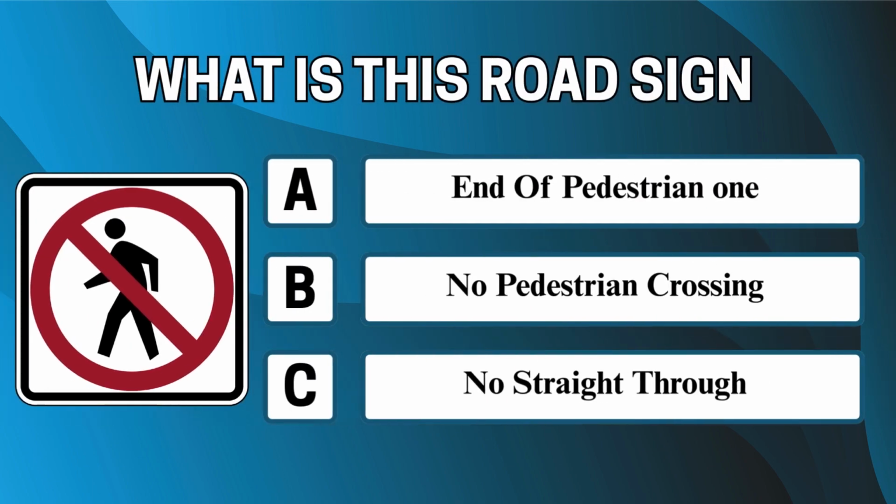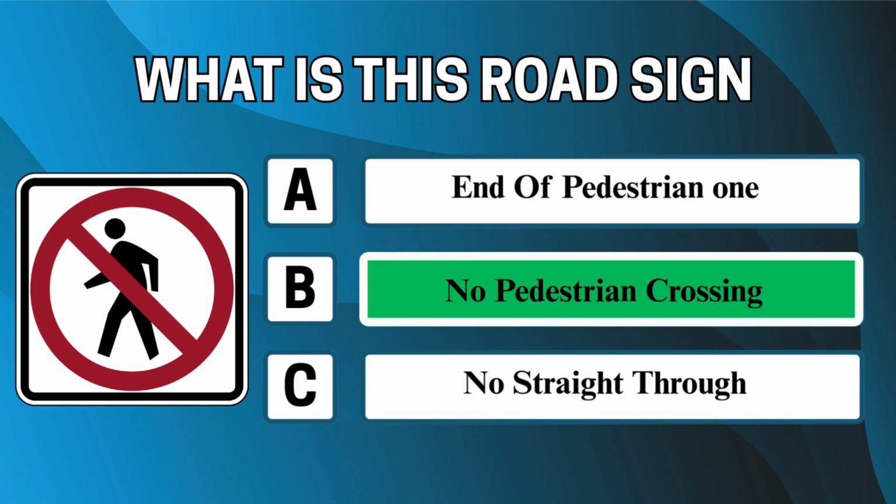What is this road sign? A. End of pedestrian zone. B. No pedestrians crossing. C. No straight through. Yes, it is the no pedestrians crossing sign.